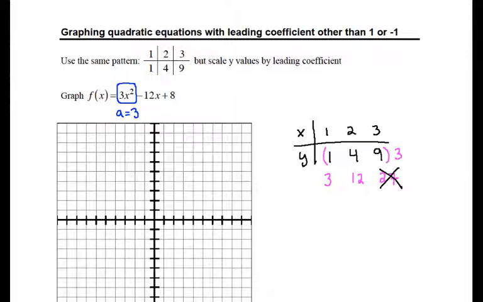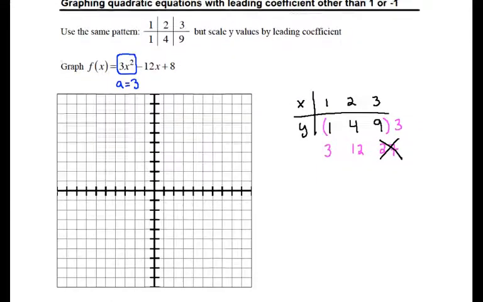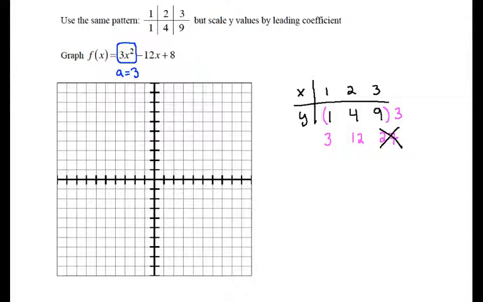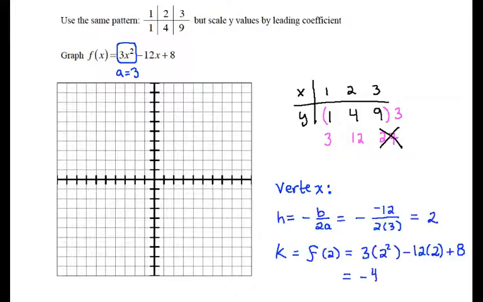So we're going to use this pattern again to draw the graph, but we will just have to modify it a little bit. We still start by finding the vertex. This is again in general form, so I need to use the vertex formula. I'm just going to go through that real quick. Go ahead and pause right now and find the vertex just to get some practice, and I will fill it in just a second. So using the vertex formula, I get a vertex of 2, -4.